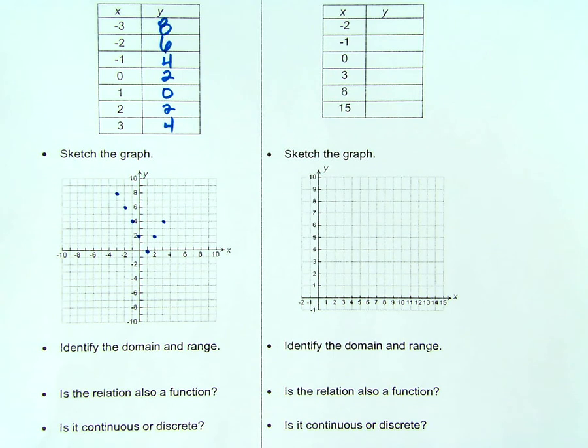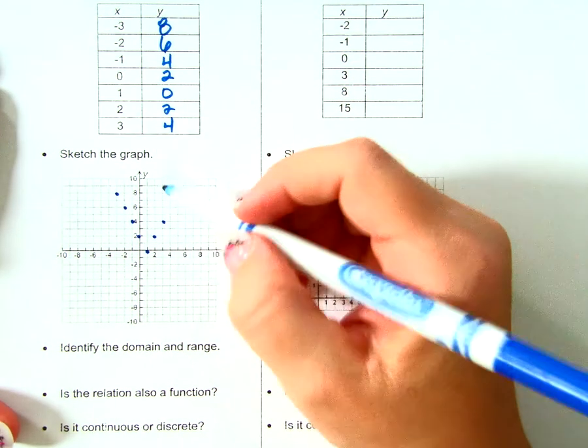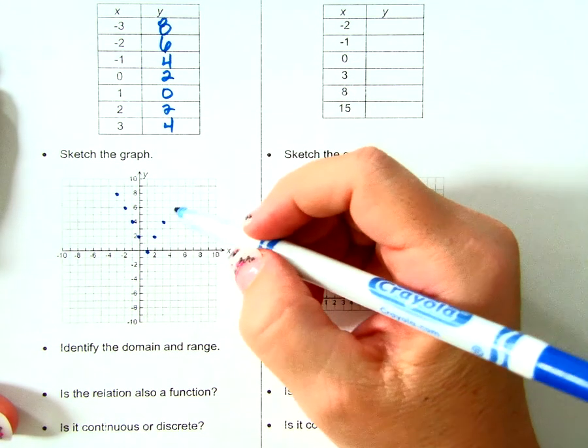Did they give us points? What did they give us? They gave us an equation. We picked up the points so we could plot something on a graph, but since they gave us an equation, is it continuous or discrete? It is continuous. So can we connect these points? Should we connect these points? Yes.